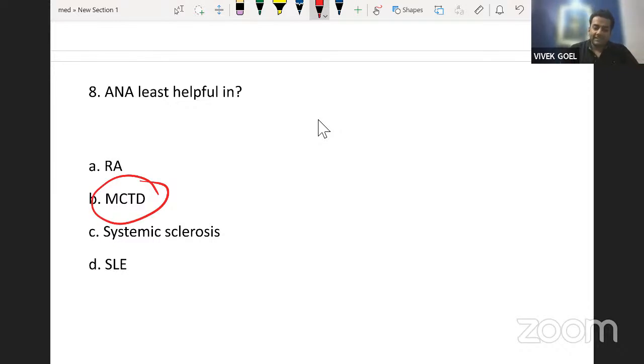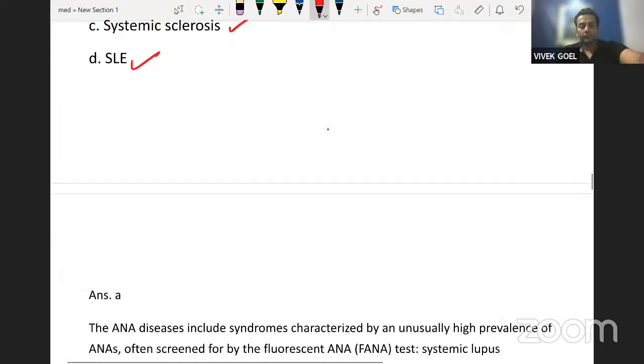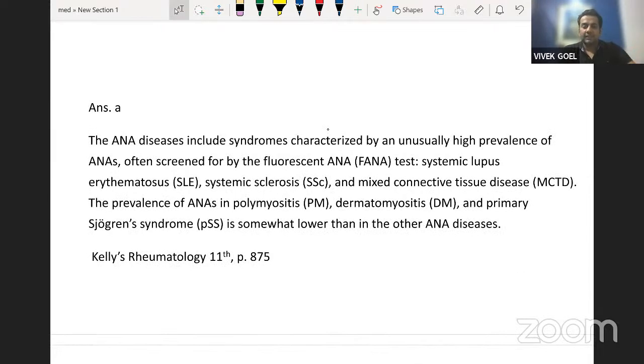In SLE, of course, ANA is a very, very important screening test. It is the most sensitive test. Systemic sclerosis is associated with almost 100% positivity of ANA. MCTD again has a very high positivity, but RA has got nothing to do with ANA. So the answer is rheumatoid arthritis. Again, this is a reference quoted from Kelley's Textbook of Rheumatology, where ANA has got its importance.